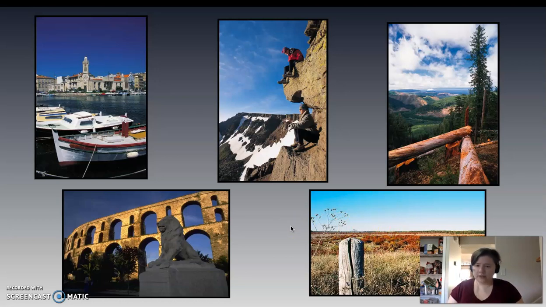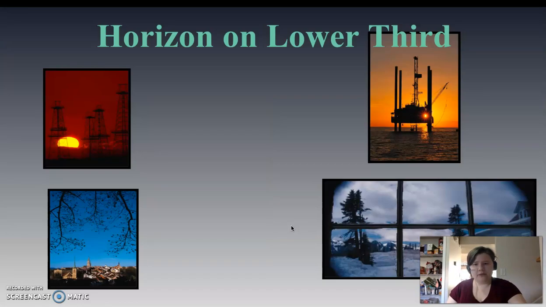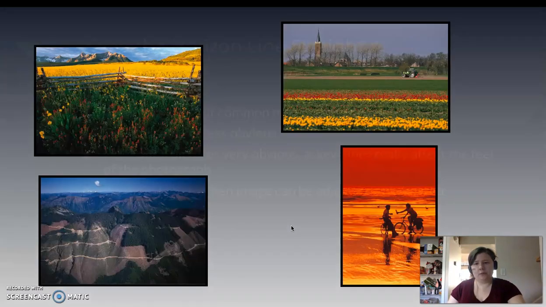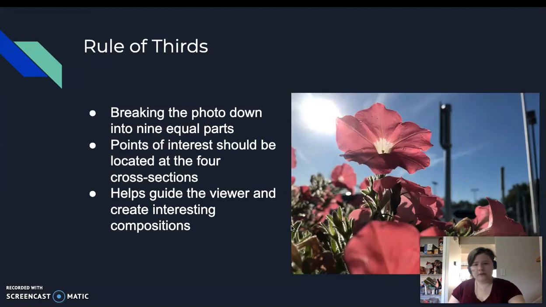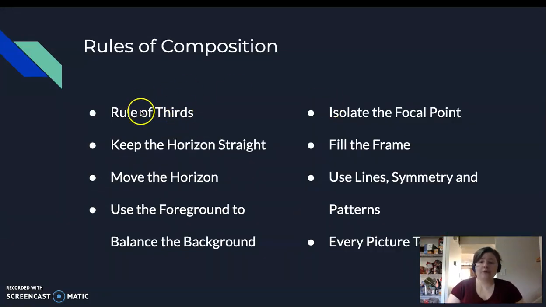So for this week, I'm going to go back a few pages just so we can go back over the 4 main things that we're talking about. So the rule of thirds. Key, important, number one, star, crown, whatever. It's the most important thing that we're going to consider. Keep the horizon line straight. Move the horizon line away from the center. And use your foreground to balance your background. Hopefully these make sense, and we will talk some more next week.